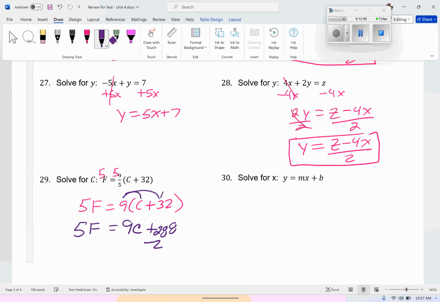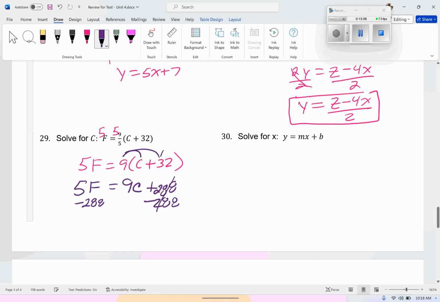Is that right? 9 times 2 is 18. Yep, it is. I subtract 288 from both sides because I'm getting c by itself. Those cancel, so I'm going to get 5f minus 288 equals 9c. Divide each side by 9. So those cancel out, so that's what c is equal to right there.